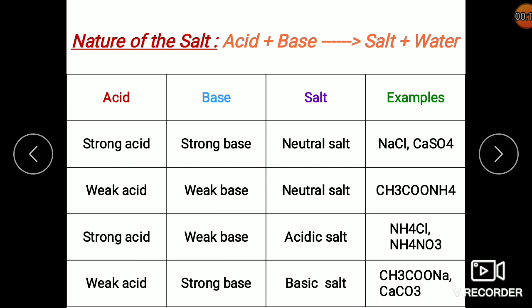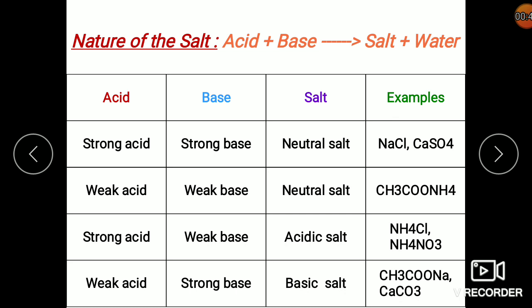Here we are going to learn about some important chemical compounds that are derived from salts. So let's see what is the nature of salt. We know that salt is a compound formed by the combination of acid and base. When you mix acid and base, it forms salt and water. Now, depending on the category of acid and base you have chosen, you get different kinds of salt.